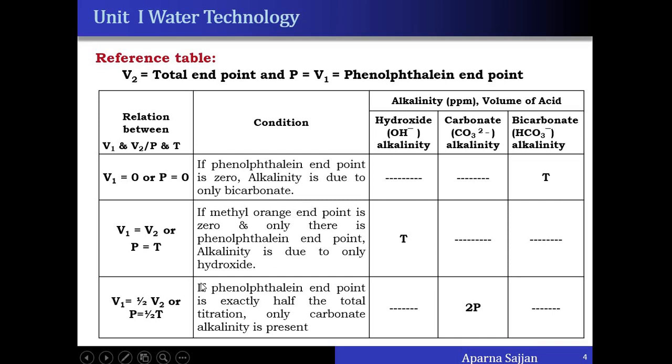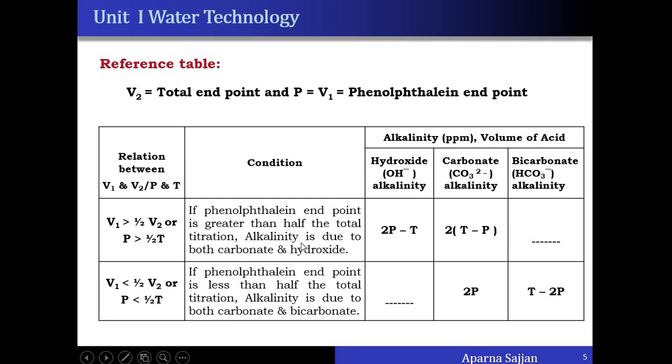In the next case, if V1 is exactly half of V2, means phenolphthalein endpoint is exactly equal to half of total endpoint. In that case, only carbonate alkalinity is present, which means that half of the volume of acid is used up to phenolphthalein endpoint and remaining half is used up to methyl orange endpoint. In that case, we can use either 2P or total volume for calculating the carbonate alkalinity.